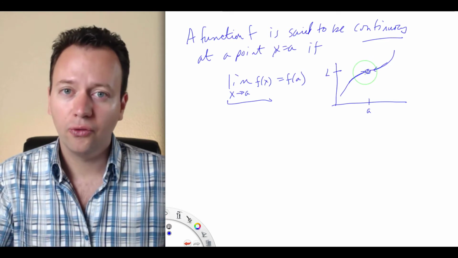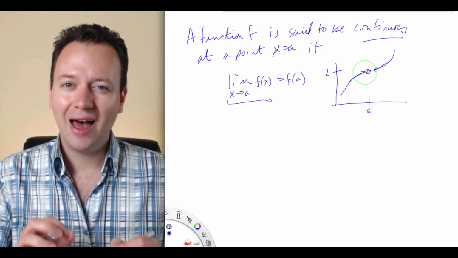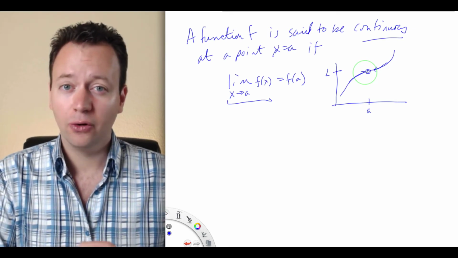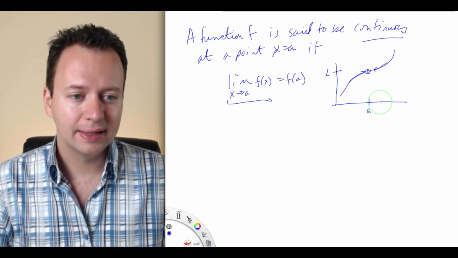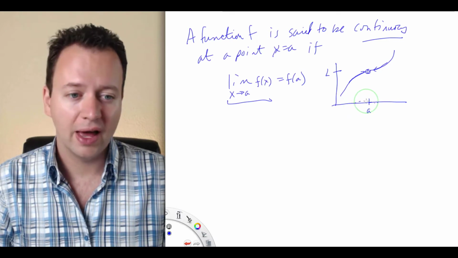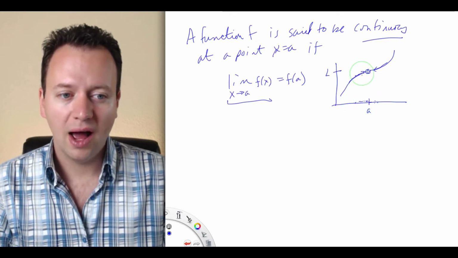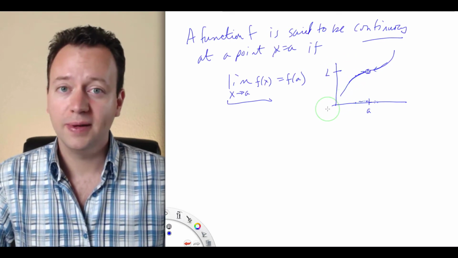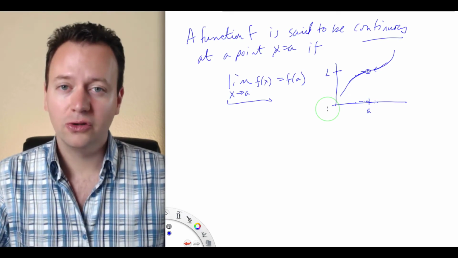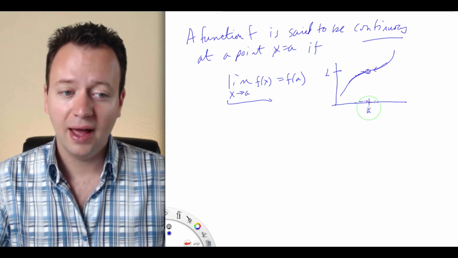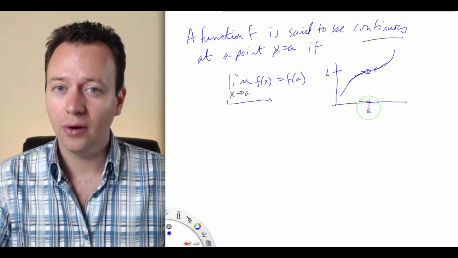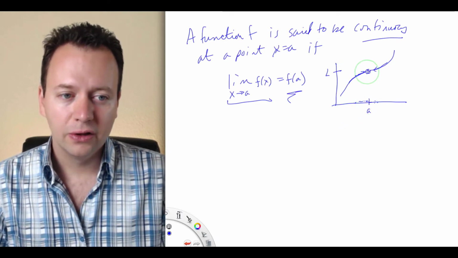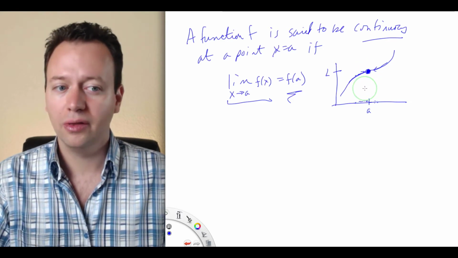Now, for the purpose of computing the limit, the actual value of the function at the point a is irrelevant. Limits only capture the behavior of the function as the independent variable x gets closer and closer to a from either side. So as x is getting closer to a, the y values are getting closer to some y value l. So in order for the function to be continuous, in addition to this limit existing, the function must also be defined at the point a. So there must be some value for f of a. So the right-hand side has to be defined, and f of a has to equal l. So this missing hole here has to be filled in with that point itself.